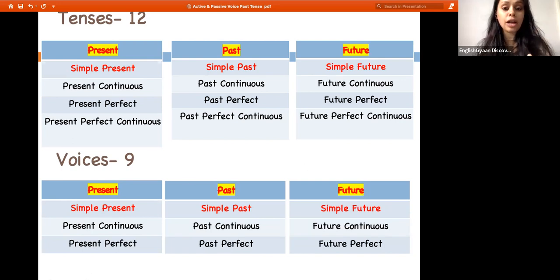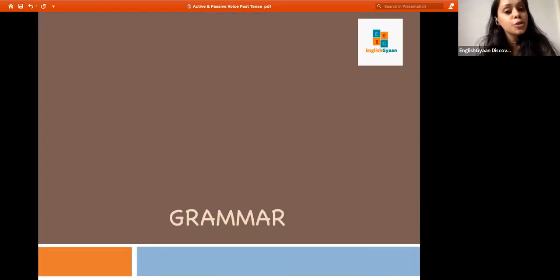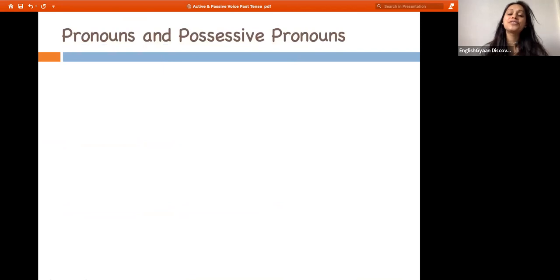In today's session, we are going to focus on past. We are going to learn active and passive in the past tense, that is simple past, past continuous, and past perfect. So what are we waiting for? Let's dive into active and passive of the past tense.